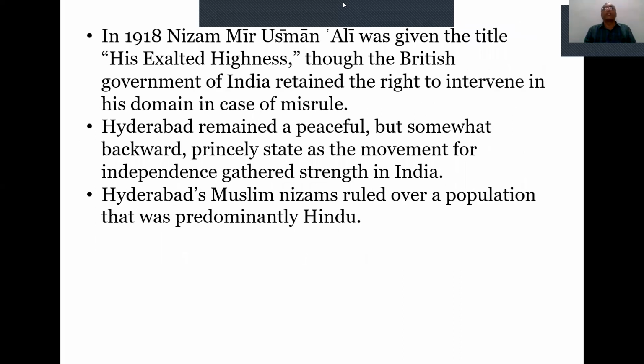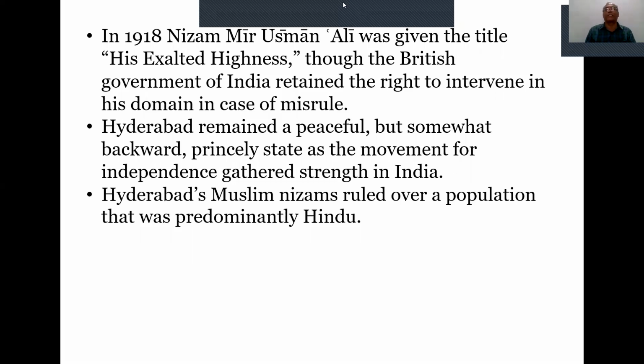Okay, so in the year 1918, Mir Usman Ali was given the title of His Exalted Highness by the British. So you can just see how they are giving a title, making him surrender further, and bend him further and further, through the British government of India, and retained the right to intervene in his domain in case of a misrule.